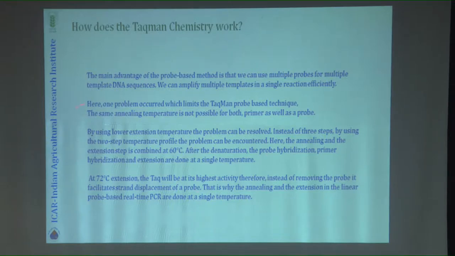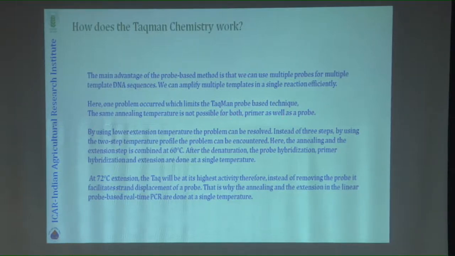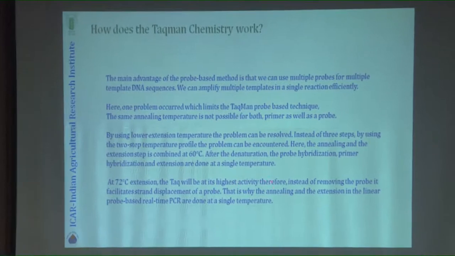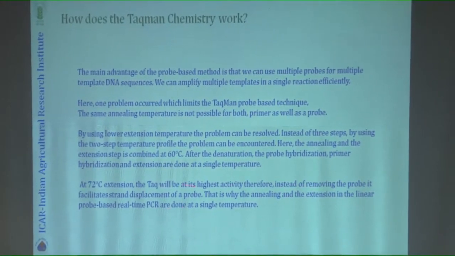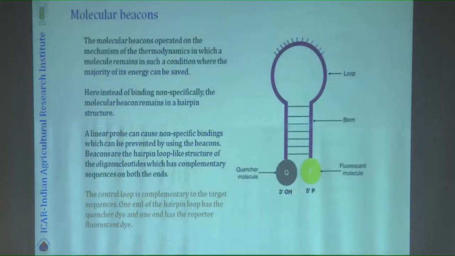But one problem which limits the TaqMan probe-based technique is that the same annealing temperature is not possible for both primer and probe. When you select them, the temperature should be totally different for the probe and the primer. Usually the annealing and extension steps are combined at 60 degrees centigrade. After the denaturation, the probe hybridization, primer hybridization and extension are done at a single temperature. But at 72 degrees, the Taq will be at its highest activity. Therefore, instead of removing the probe, it can facilitate the strand displacement of the probe. So there are some technical difficulties with the annealing temperature, what we call the melting temperature of the primer and the probe. You should take all of them into account.